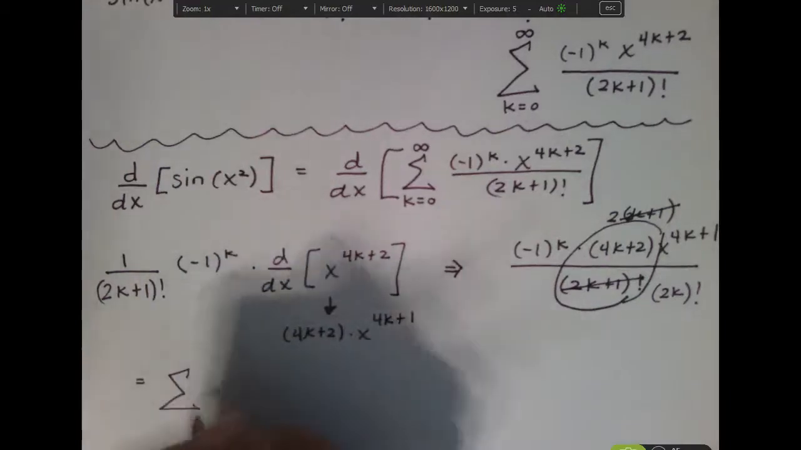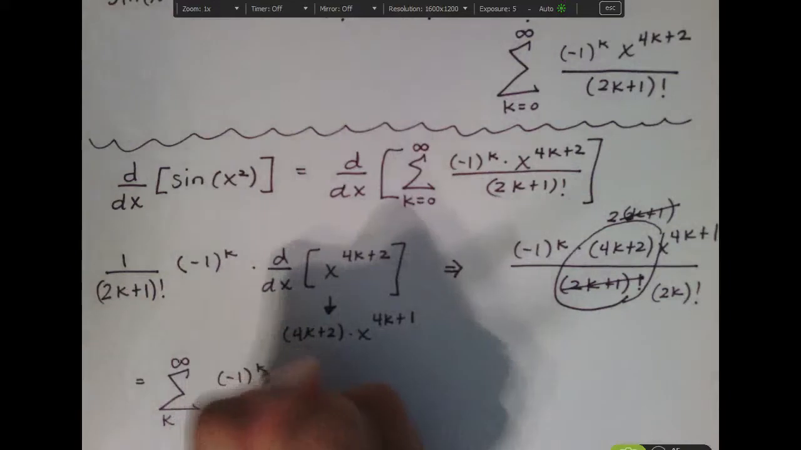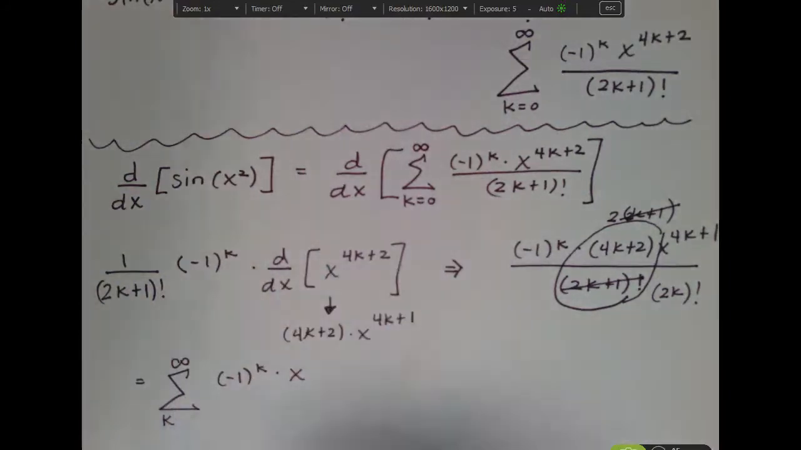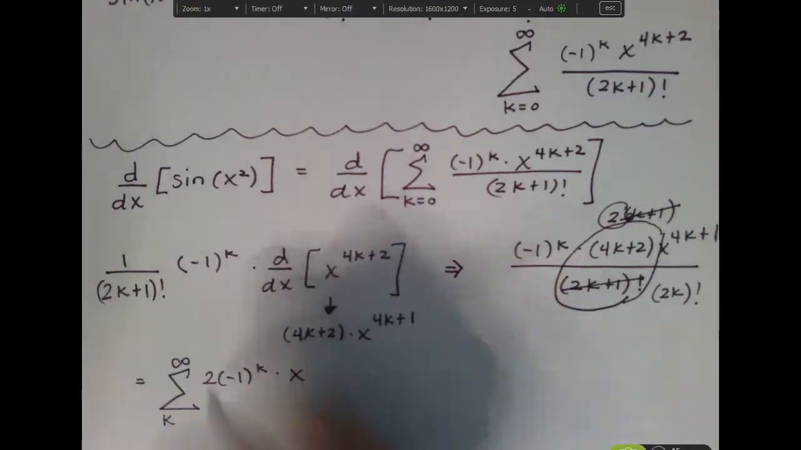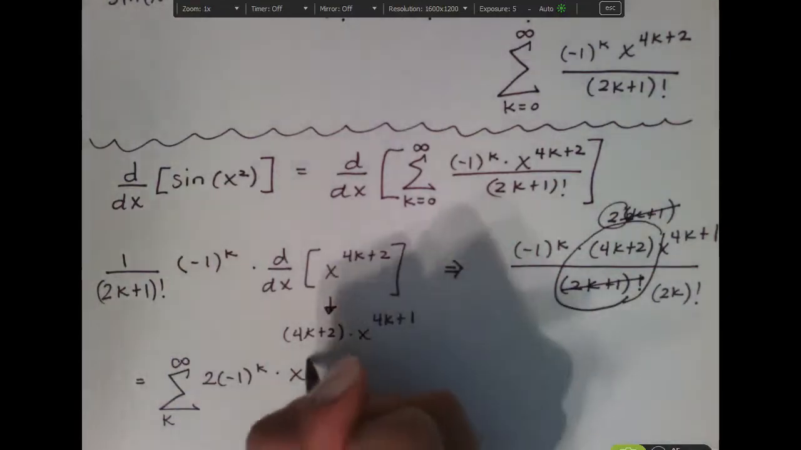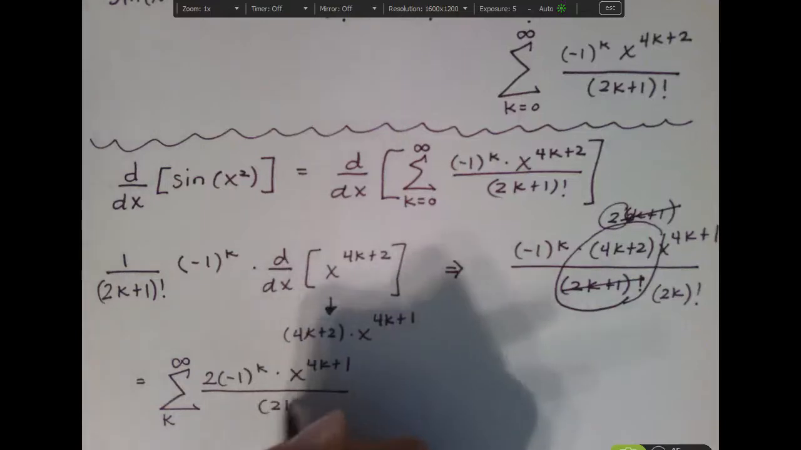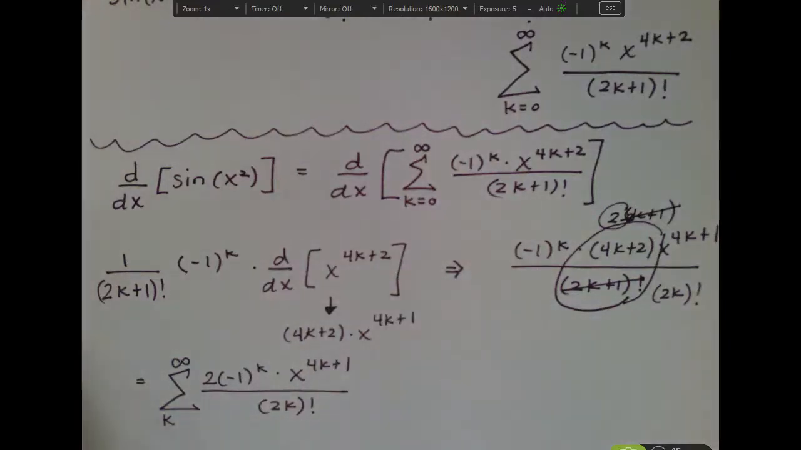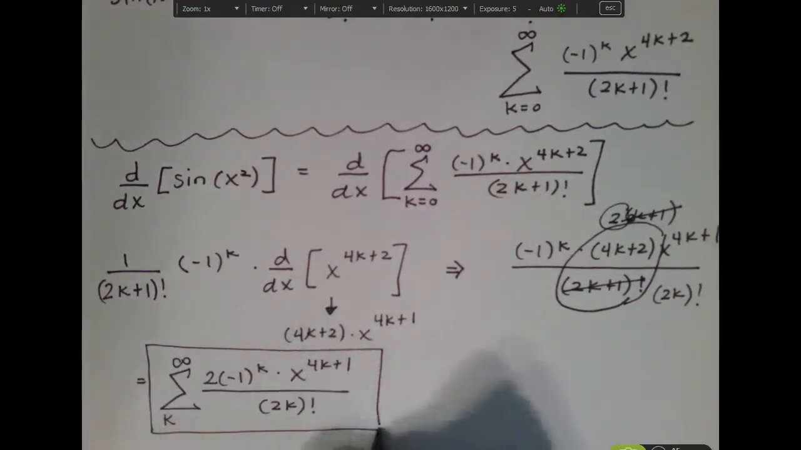Let me put it all together in a summation. So I've got negative 1 to the k times 2, since this 2 right here did not cancel out, times x to the 4k plus 1 over 2k factorial. Alright, so this is the derivative of my power series for the sine of x squared.